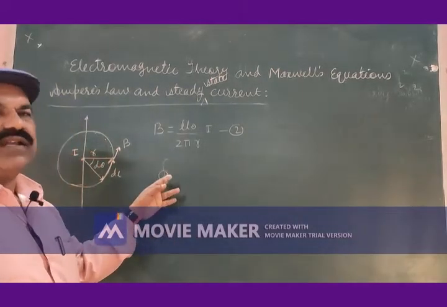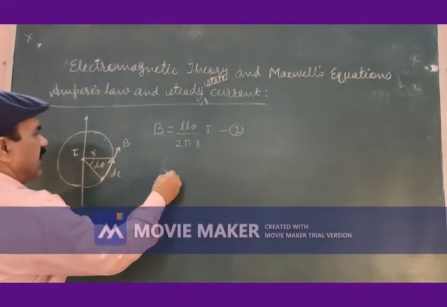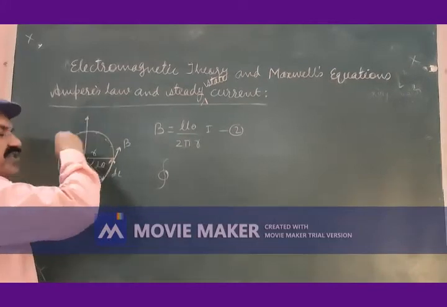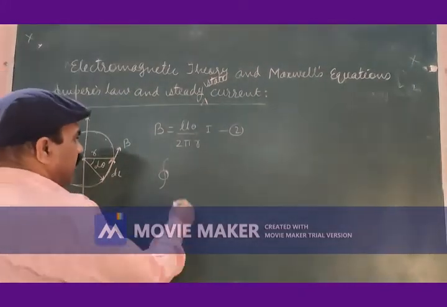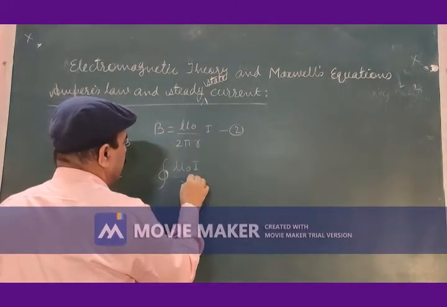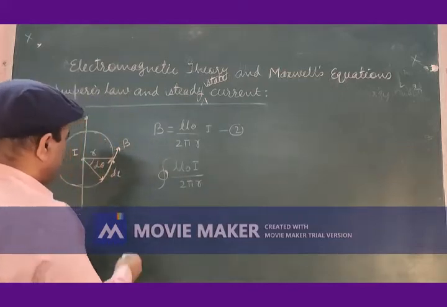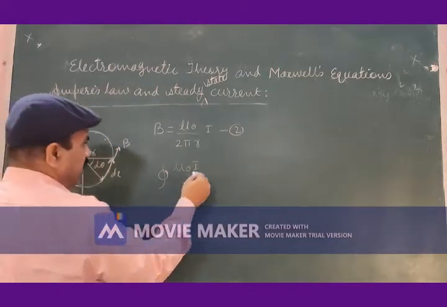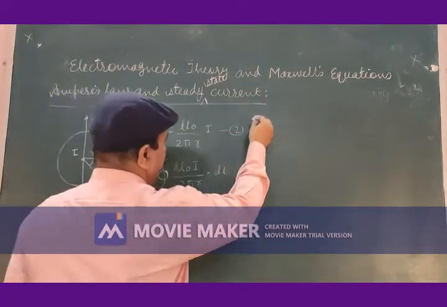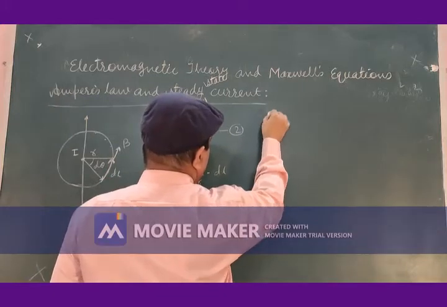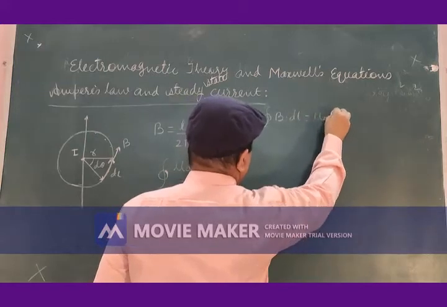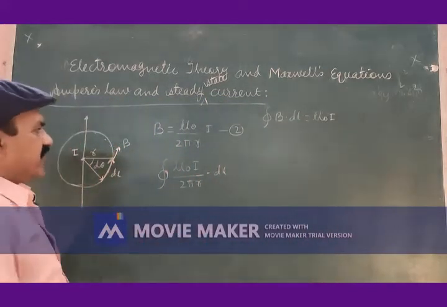I put a circle on the integration, meaning that I am going to consider line integration around this whole closed path. Mu 0 I divided by 2 pi r, and this is what dl. Remember the first equation. Equation number 3.